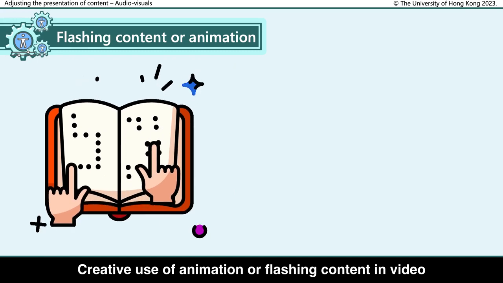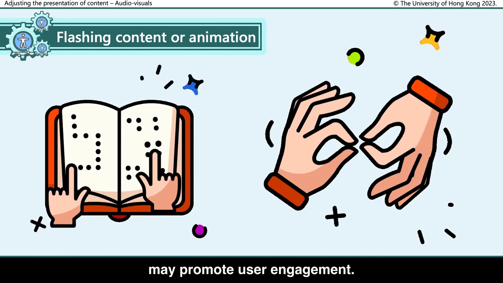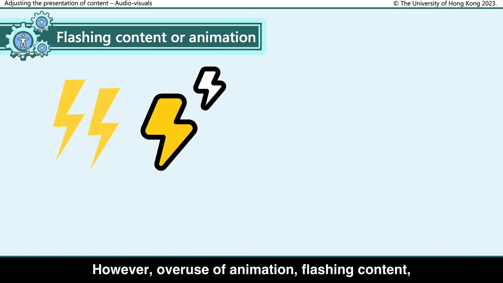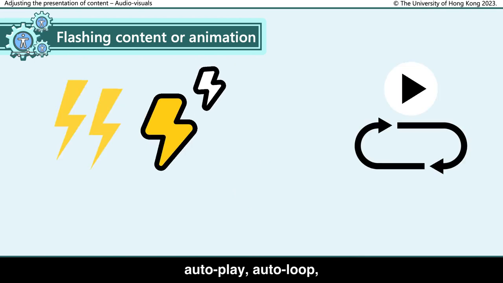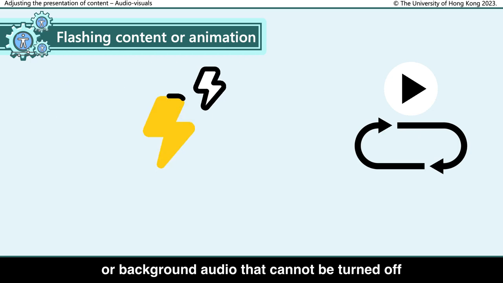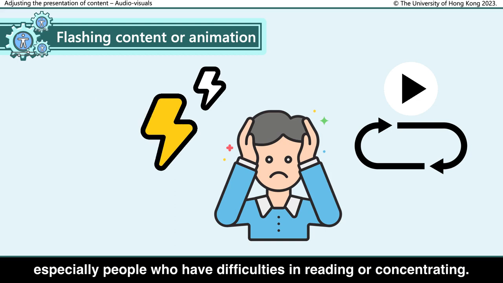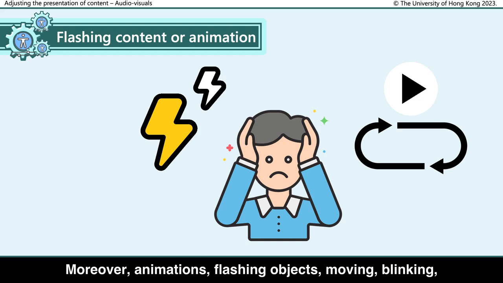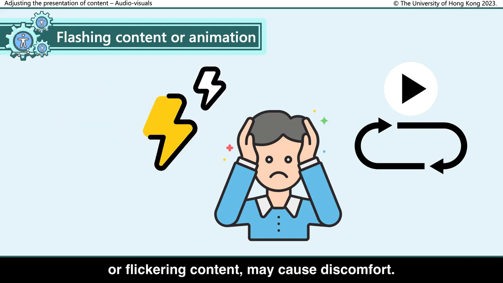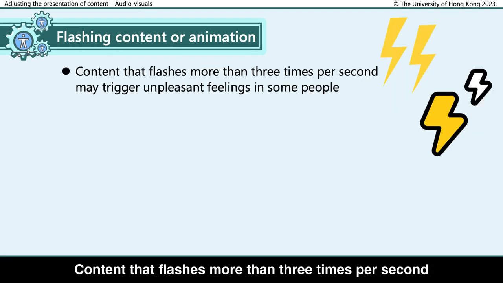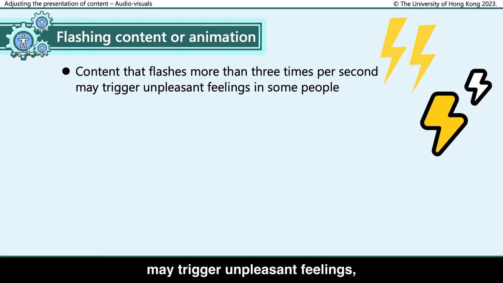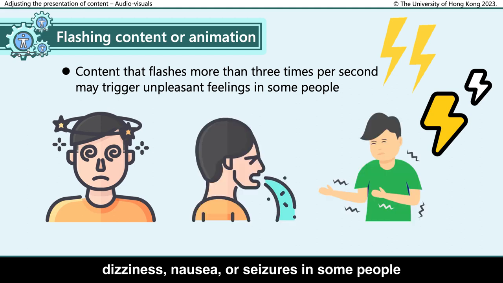Creative use of animation or flashing content in video may promote user engagement. However, overuse of animation, flashing content, autoplay, autoloop, or background audio that cannot be turned off may cause distraction from the main content, especially for people who have difficulties in reading or concentrating. Moreover, animations, flashing objects, moving, blinking, or flickering content may cause discomfort. Content that flashes more than 3 times per second may trigger unpleasant feelings, dizziness, nausea, or seizures in some people, such as people who are photosensitive.